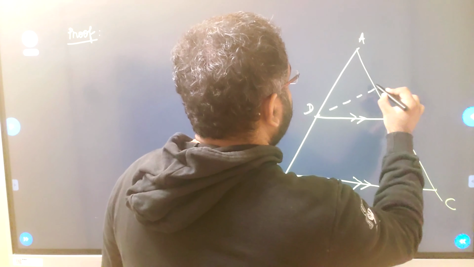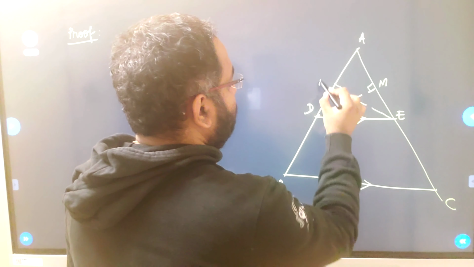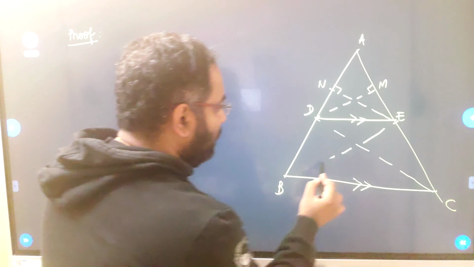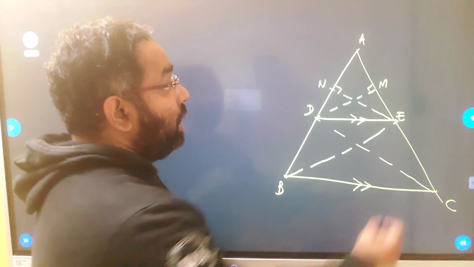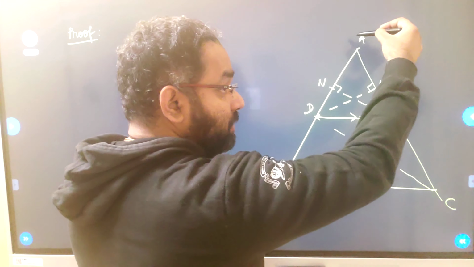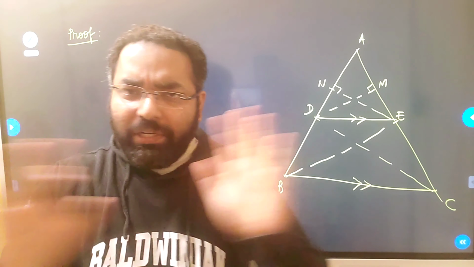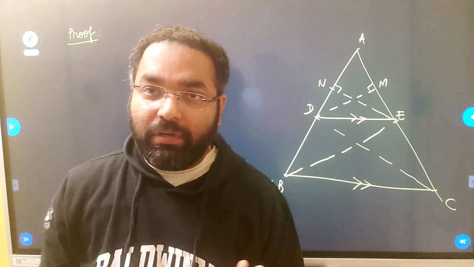This was one construction we made, this is BM. This was one more construction we made, which was BN. Now the pattern is like this. You start with the top triangle first, then you move to the trapezium plane. Only 2 steps. First focus on this area, then come to the bottom part of the triangle.